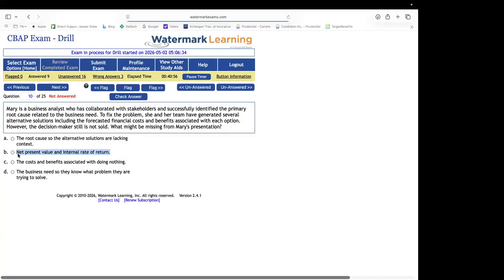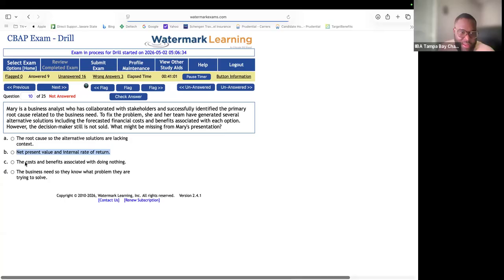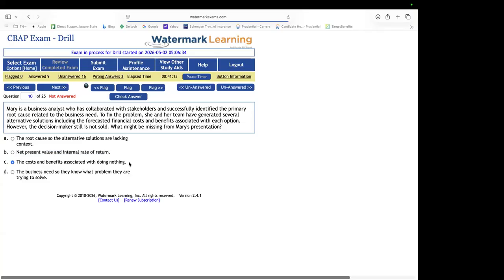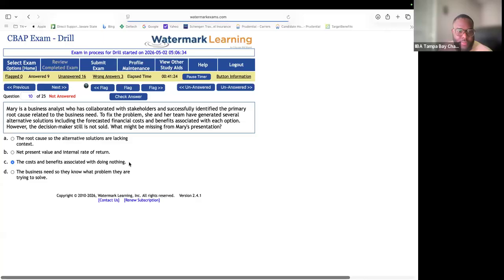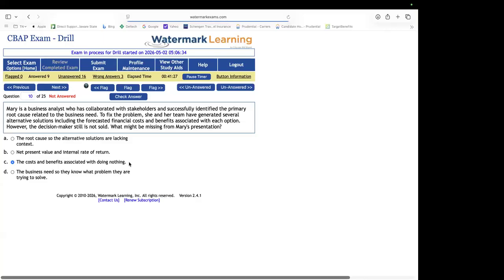I'm divided between A for Alabama and C for Canada. The cost and benefit associated with doing nothing. Okay. I'm curious, why are you leaning towards C? So the stakeholders could actually see what would happen if nothing was done. Okay. Do we have more costs if we don't do anything, or do we have more costs, more risks if we actually go with one of the solutions?